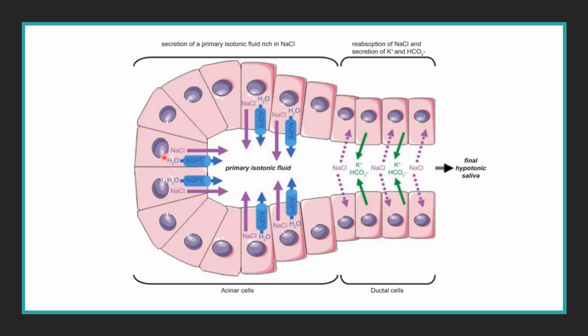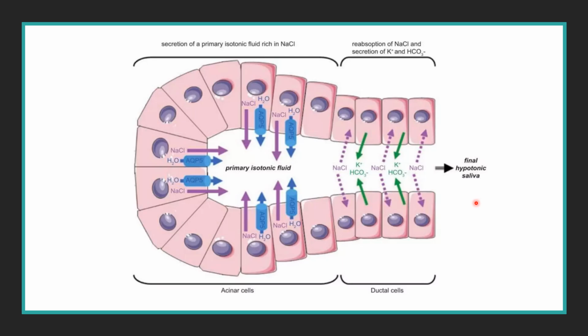In this picture, it is more clearly visible that when the saliva is secreted at the level of the acini, sodium chloride and water are secreted and it is isotonic in nature. But while it is passing through the duct, sodium and chloride are absorbed, potassium and bicarbonate are added, and the water content remains unchanged. So at the end, it will become hypotonic.